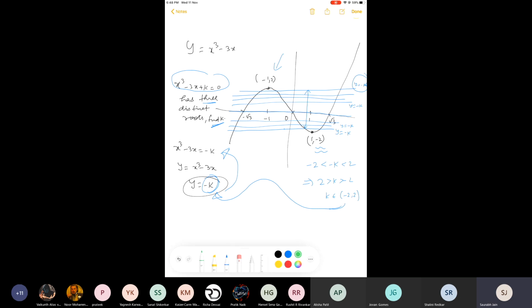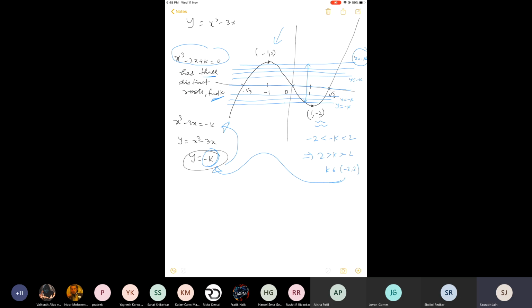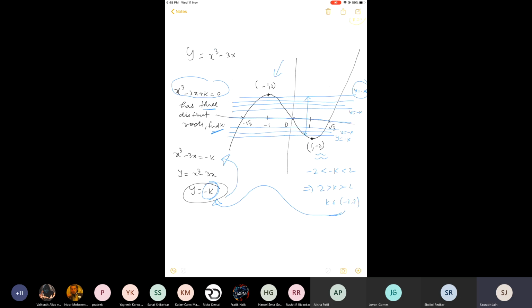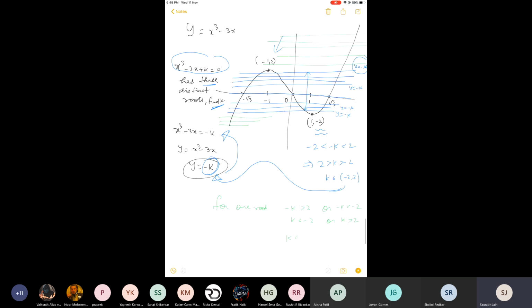See, in that situation, if we have to find only one root, the line will be above this height too. All these green lines will always be cutting the graph at 1 point, and the same is true for the height below minus 2. So you will say that for one root, this height minus k will either be greater than 2 or less than minus 2. Based on that you will get the interval of k, and that will be minus infinity to minus 2 union 2 to infinity.